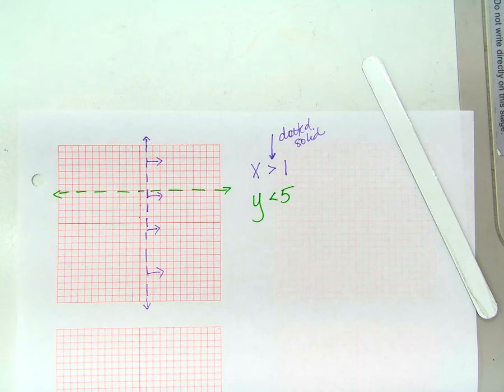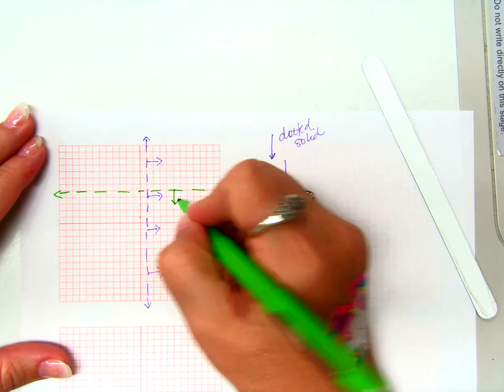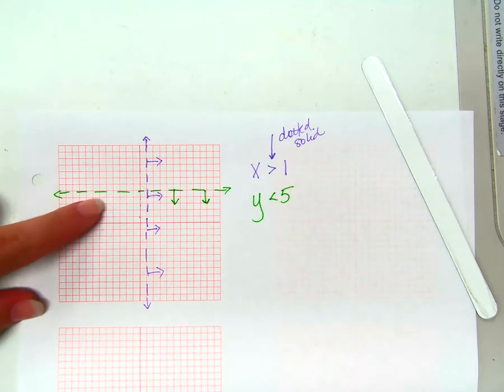What kind of sides are there this time? Top and bottom. So am I shading above the line or am I shading below the line? Why? That's where the y's are less than 5. That's perfect. Okay? So I'm going to tell myself it's down here. Why didn't I put any arrows over here?